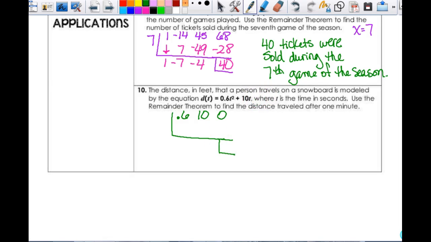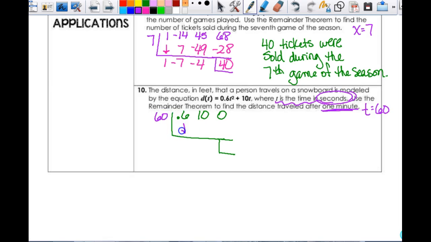Then what's going to go on the outside? 60? Why 60? Because it's 1 minute, okay? Because it says use the remainder theorem to find distance traveled after 1 minute. But t is the time in seconds, so I can't use 1. Last period somebody told me 4, but then he wouldn't tell me what he was thinking to get 4. I still don't know where 4 came from, but it seemed like a random thing to blurt out. But t equals 60. We're all good with that, right? Okay, so this is 60.